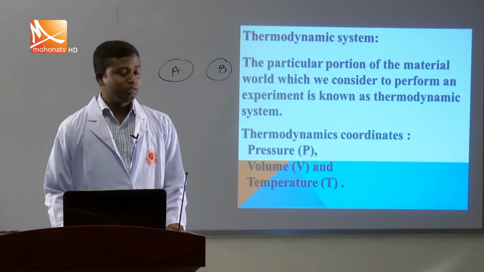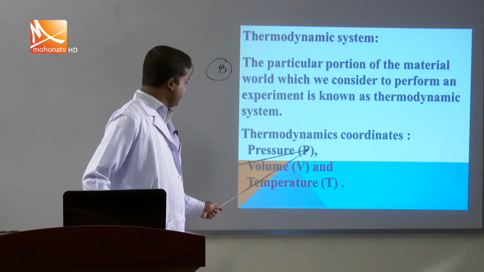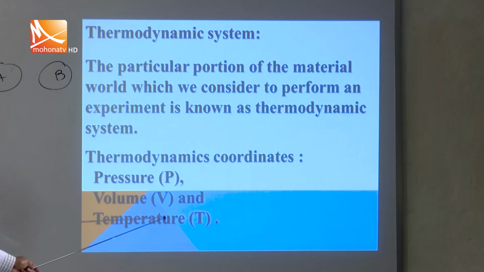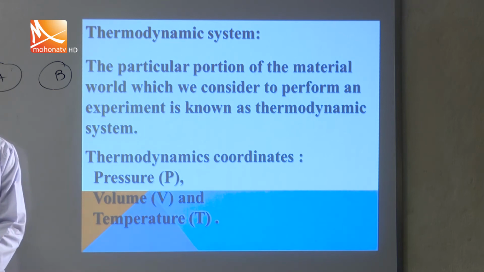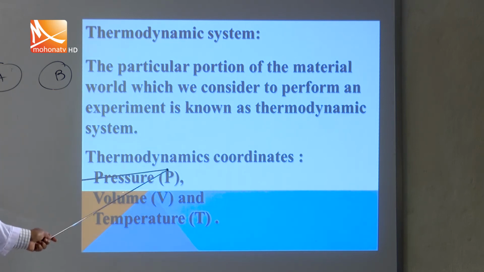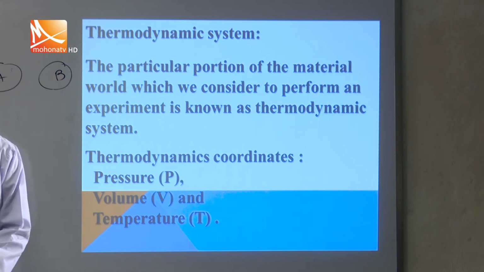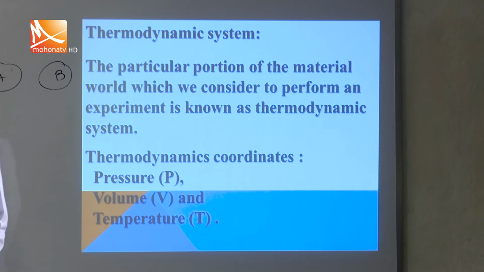And thermodynamic coordinates, these are the coordinates of the variables. Due to the variation of any one of these quantities, the thermodynamic system may be affected, and so these are known as the thermodynamic coordinates. That means, the variables or coordinates for which the thermodynamic system may be changed due to change of this.